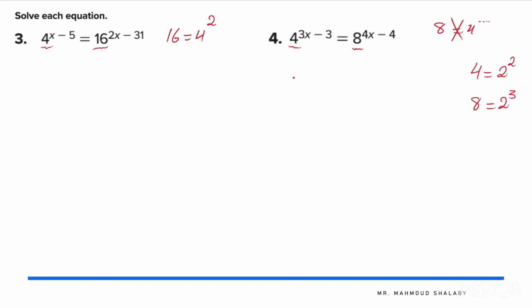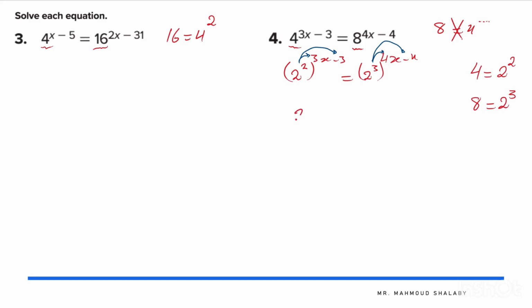So let's see, the 4 now will be replaced by 2 to the power of 2. Don't forget, we put a bracket. Then I will leave the power 3x minus 3, equals 8 replaced by 2 to the power of 3, and the exponent is 4x minus 4. Now, don't forget, when we multiply, we multiply by both terms if you have 2 terms or more. But if I have 1 term, I just directly multiply.